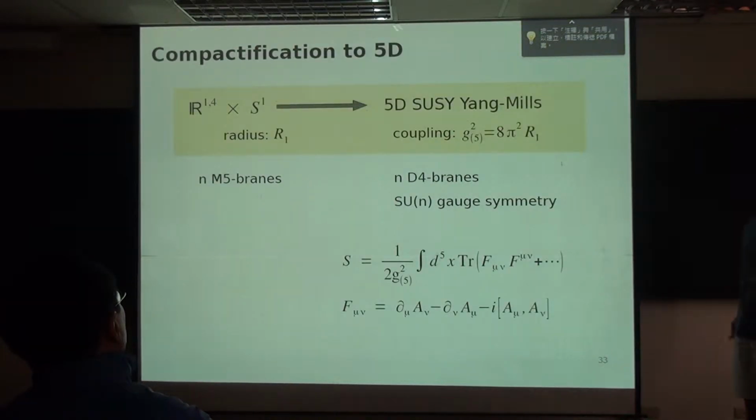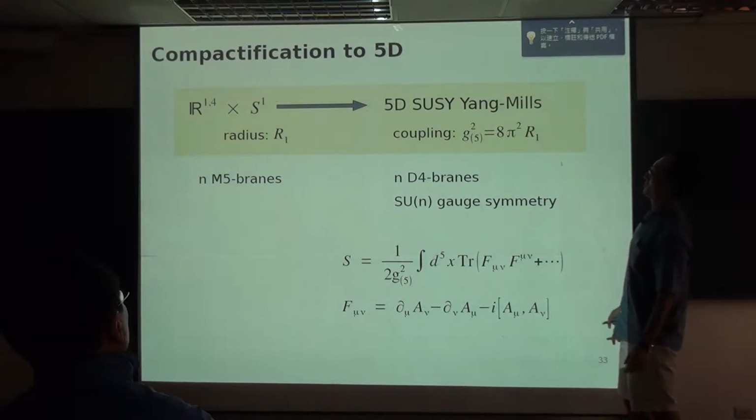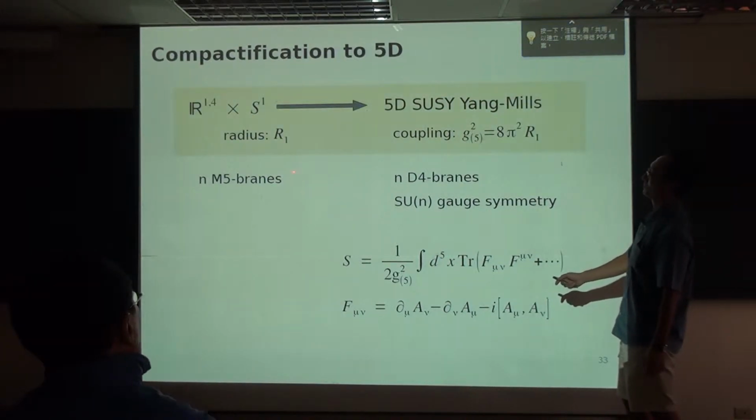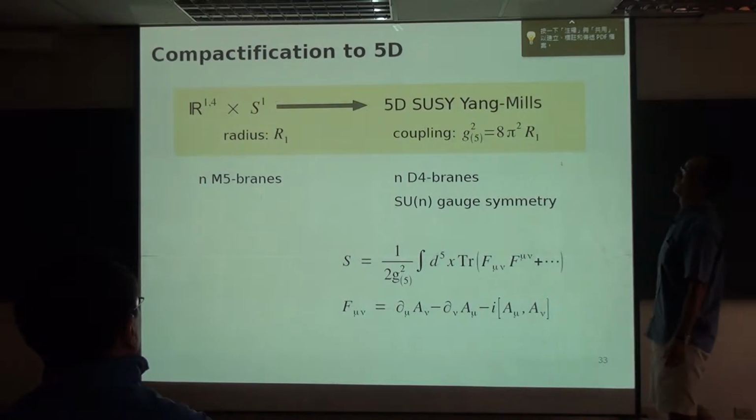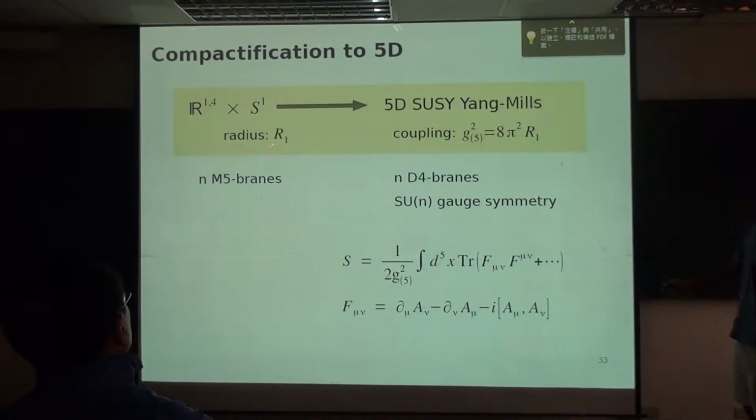So let's look at some examples of the compactification of 2,0 theory. Although we don't know what the 6-dimensional theory is, we know what happens when that 6-dimensional theory is compactified on a circle, for example. So if we take a circle of radius R1, we get a 5-dimensional theory, which turns out to be a 5-dimensional supersymmetric Yang-Mills theory, and the coupling is given by this.